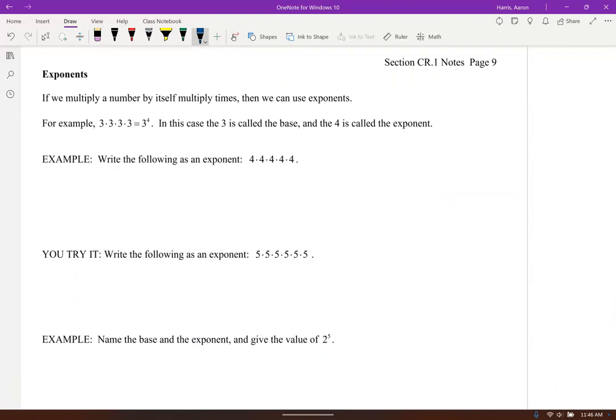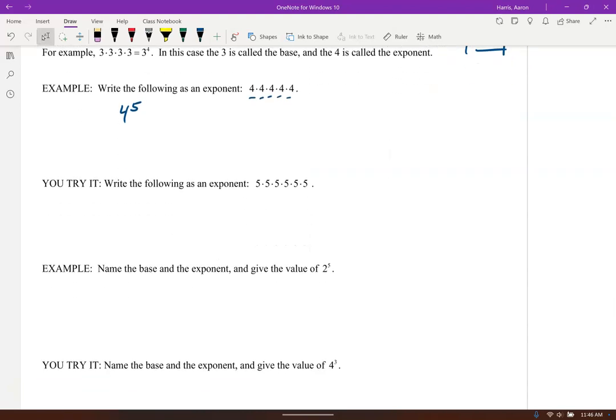All right, now let's talk about exponents, right? 3 to the 4th means you have 4 3's being multiplied, right? In other words, 3 times 3 times 3 times 3, we got 81, right? That's what that means. So if we're going to write the following just in exponential notation, I say, well, how many 4's do I have here? 1, 2, 3, 4, 5. So we'd write it 4 to the 5th, right?